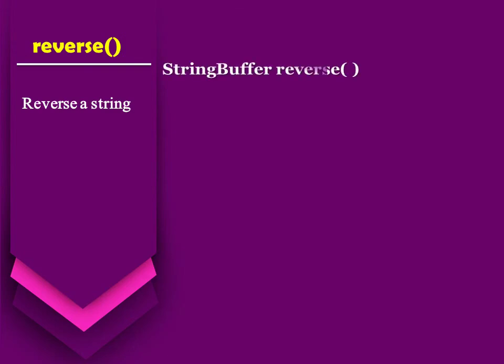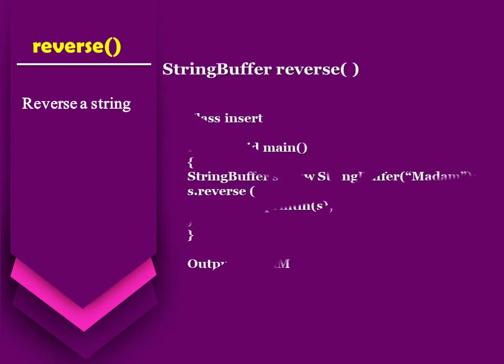Next method is the reverse method. It is used to reverse a string. The method signature is given here, StringBuffer reverse. If you want to reverse a given string, you can make use of the reverse method by calling the variable, s.reverse method. So these are the methods that were used.